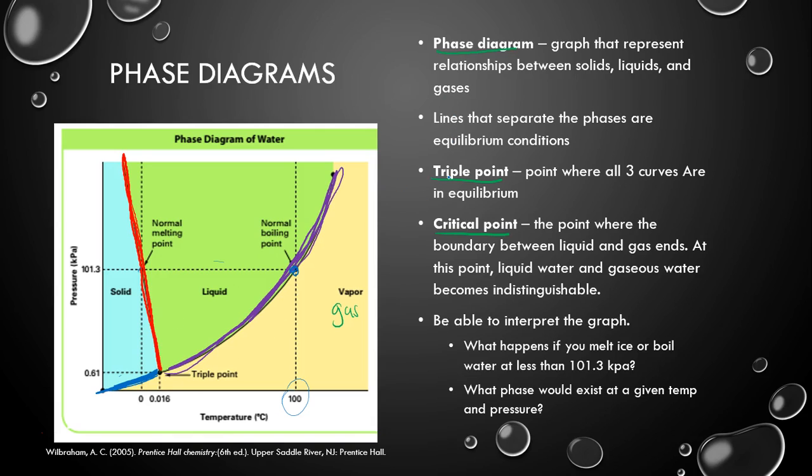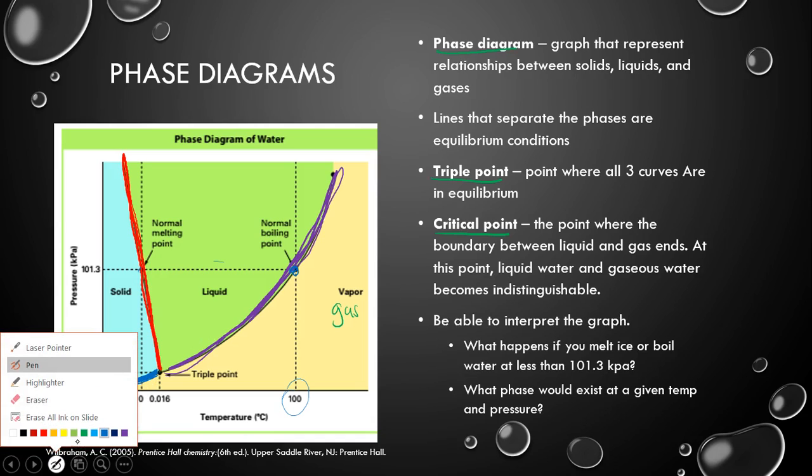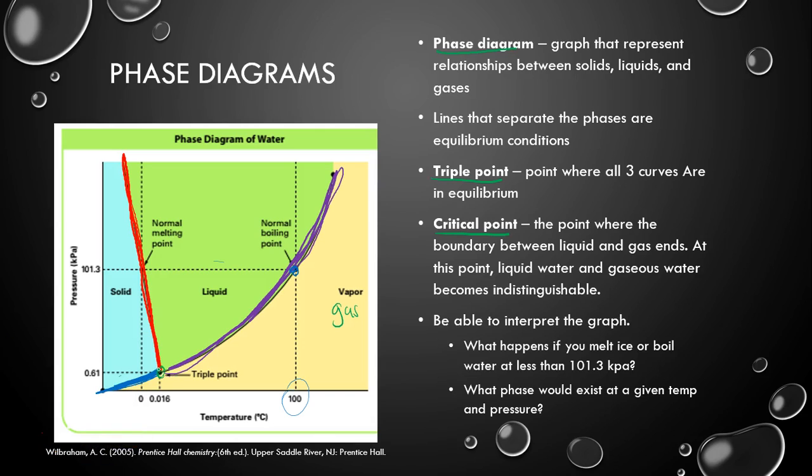Okay, the triple point. The triple point is this point right here. Let's see if I can pick something even different that'll still show up. Maybe this green color, this grassy green color right here. The triple point is where all three states of matter exist at the exact same time. And yes, it really does happen.